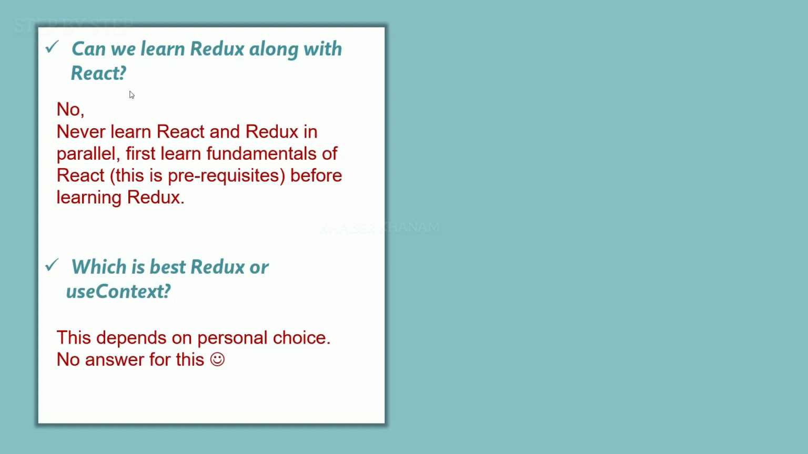If there are 10 people, they will have 10 different points of view, so we don't have to listen to each point of view. We should just focus on our own point of view. What is our point of view on that concept? Accordingly, we can choose. You can choose either Redux or Context API.